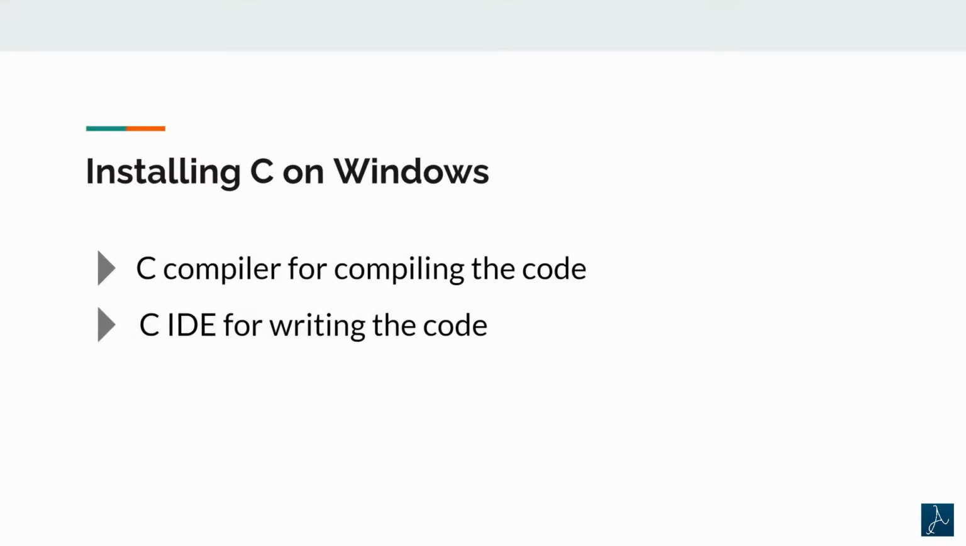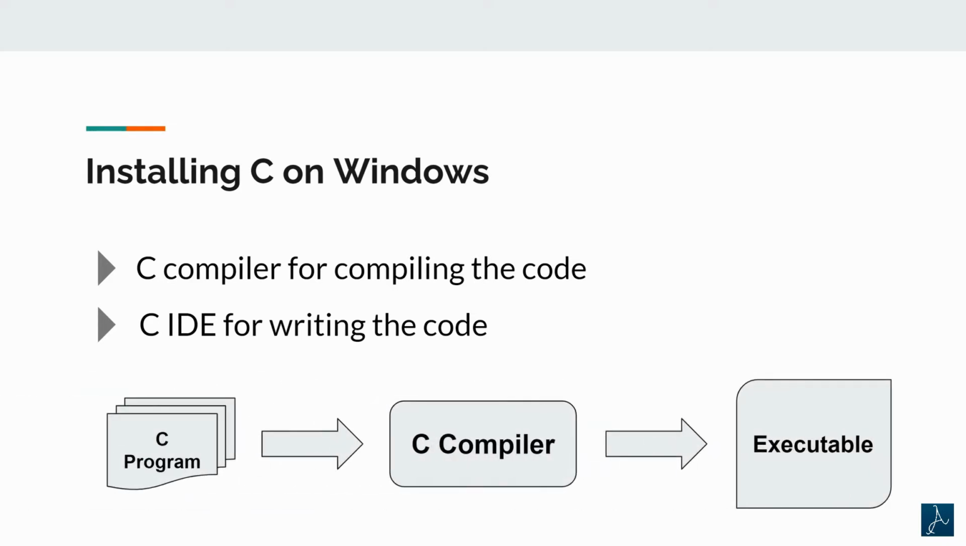In order to get started with C programming on your computer, you will need C compiler for compiling the code and C IDE for writing the code. In layman's language, compiling the code is a process wherein C compiler will go through your code and validate it for any errors. If everything goes well, it will create an executable file for you to run the program.